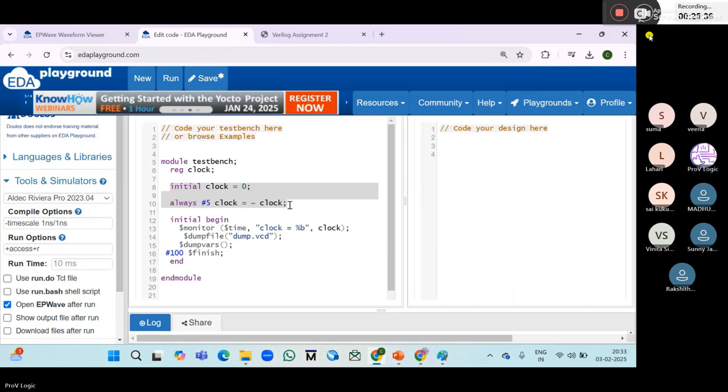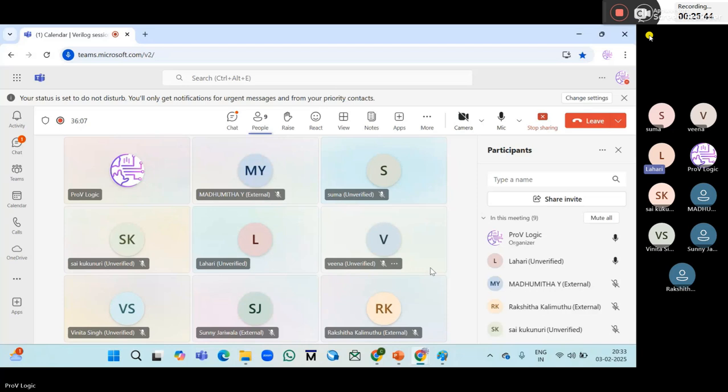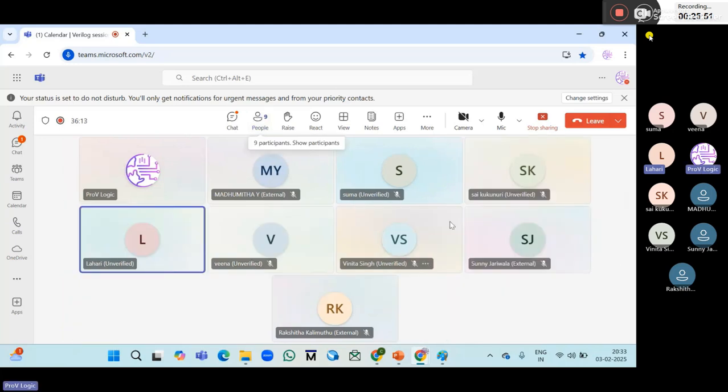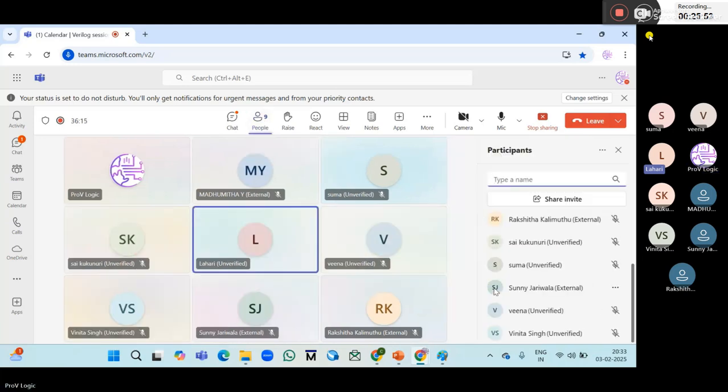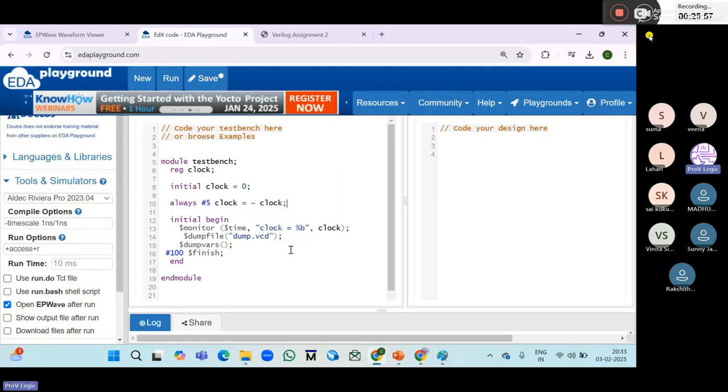Okay. Any doubts still here? Ma'am, one doubt. If we use $display instead of $monitor, our clock won't be generated, correct? Yes.